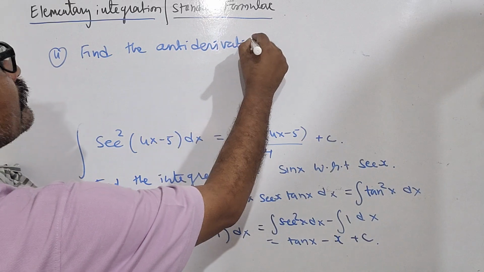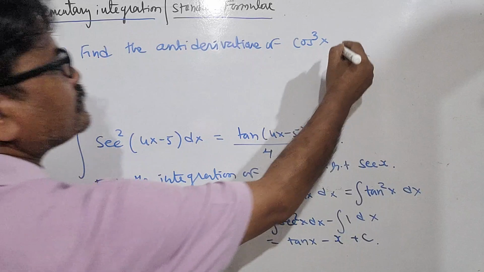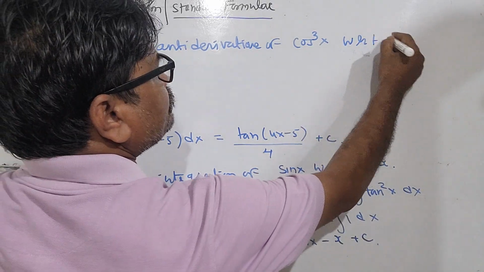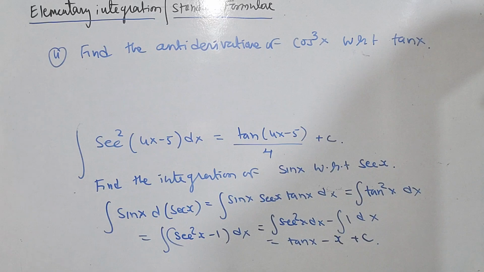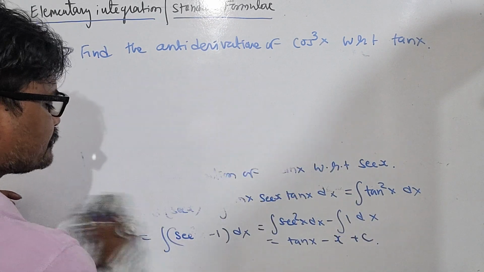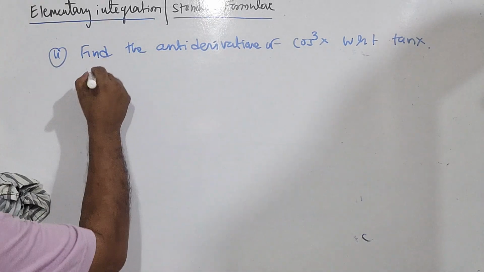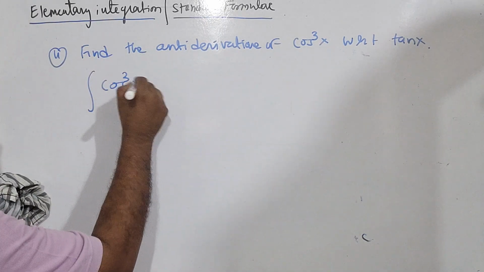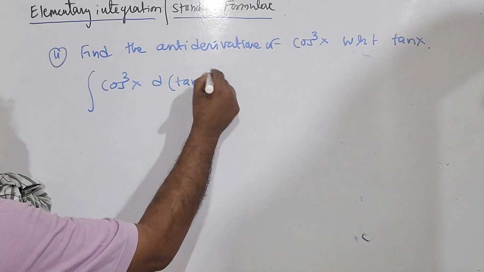Antiderivative of cos cube x with respect to tan x. Okay, cos cube x with respect to tan x. How will this be done? This is also the same process. We have to integrate cos cube x, but not with respect to x, with respect to tan x.